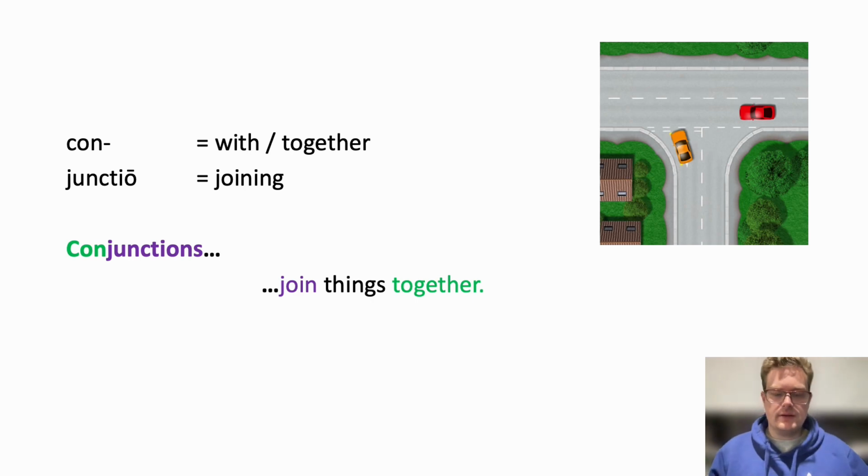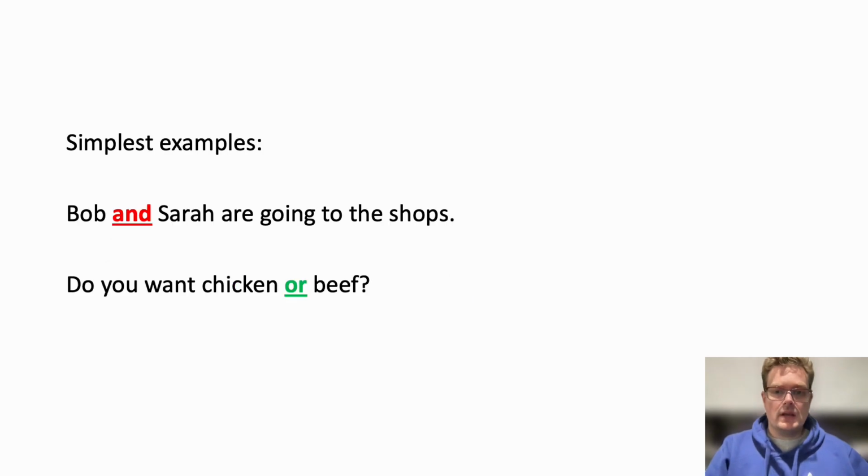In a sentence, you use conjunctions to join parts of the sentence or even just words together. Like really simple examples, something like Bob and Sarah are going to the shops. The word and is the simplest, most useful conjunction that you're going to get all over the shop. Or do you want chicken or beef? Some people would argue that the and here is hiding the fact that there's actually two parallel sentences going on: Bob is going to the shops and Sarah is going to the shops.